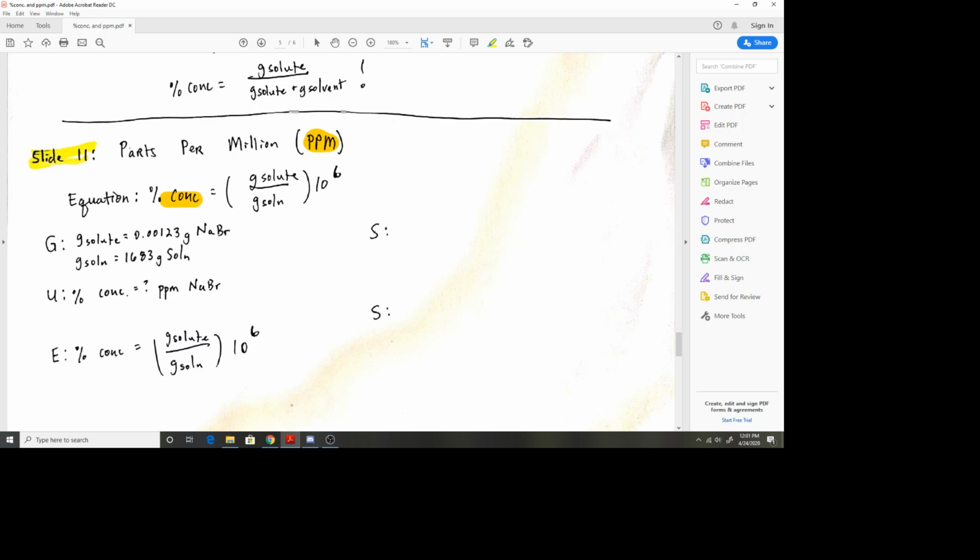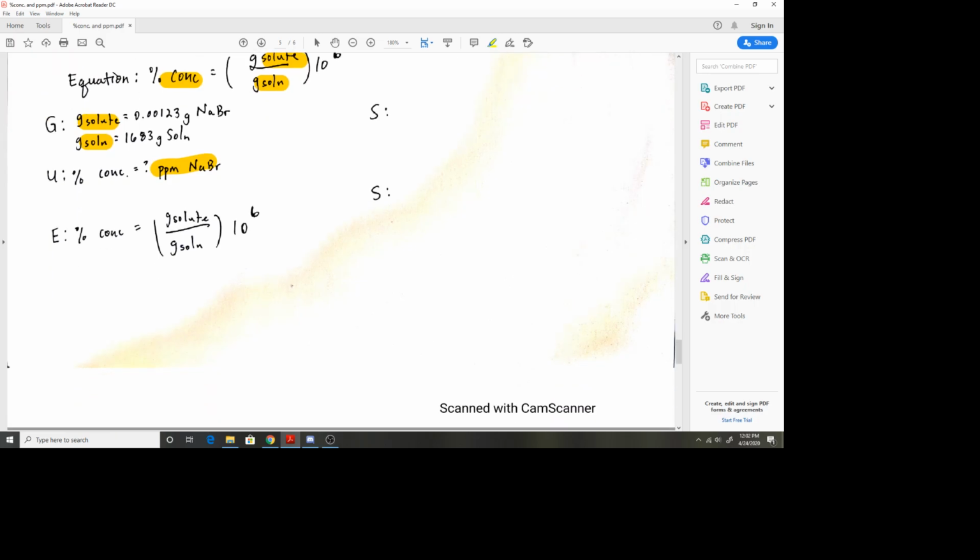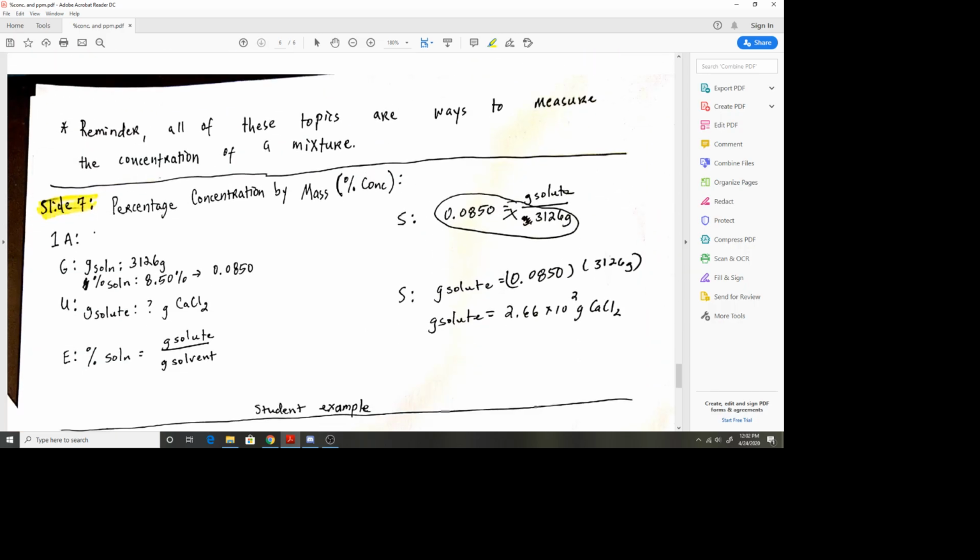So again, this is a concentration, grams of solute divided by grams of solution. And then here's where we get the PPM, the parts per million. It's 10 to the 6th power. So please read the problem on slide 11, and we'll get our givens written out here. Grams of solute, grams of solution, those corresponding values. We're looking at the PPM of sodium bromide. To do that, we just plug it into our equation, grams solute over grams solution times 10 to the 6th power. And parts per million is not a super challenging calculation.